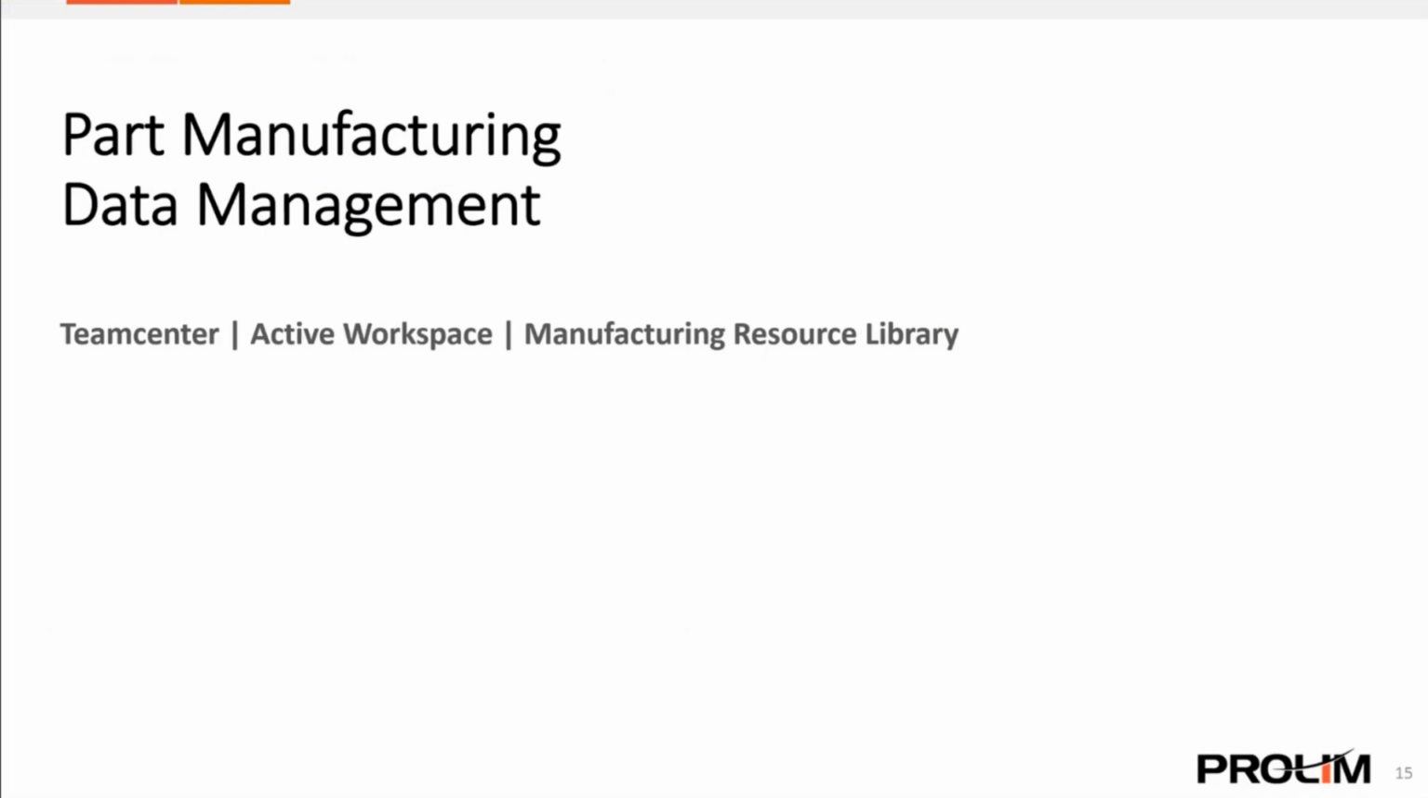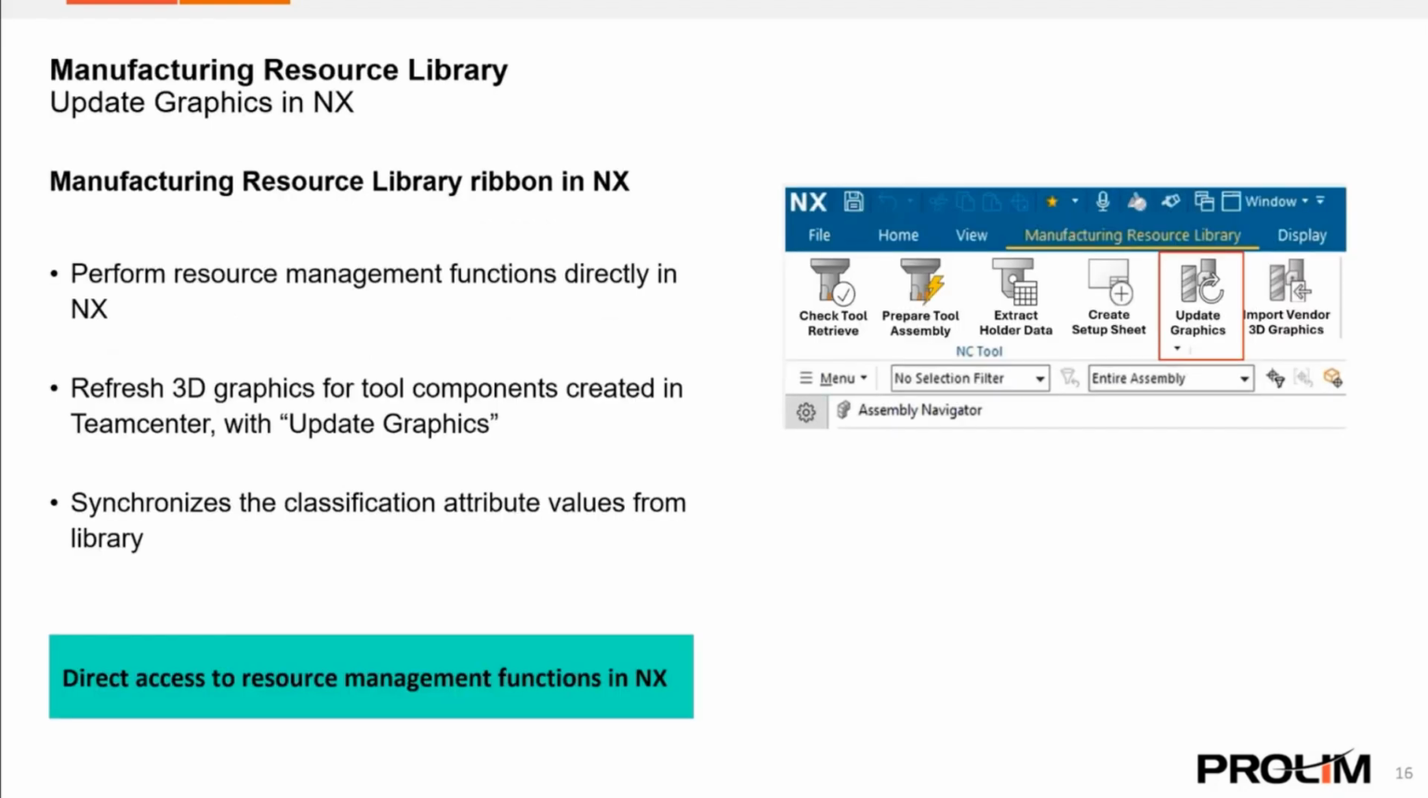Okay, now let's talk about the new part manufacturing data management enhancements. In the previous version, NX 2406, Siemens introduced the manufacturing resource library directly in the NX ribbon. But in 2412, Siemens has added two more commands. One is Update Graphics, which allows you to refresh the 3D graphics for the tool component that was previously created in Teamcenter based on a 3D template.